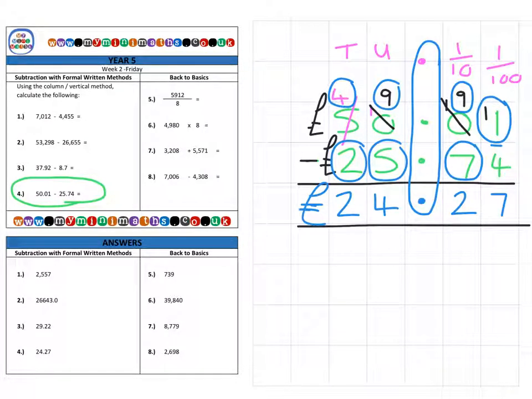So again, if you do need to borrow from a zero, don't worry, just go on to the next column. If there's nothing there again, just go on to the next column and keep going until you can borrow, just making sure you're bringing back one and one space only each time, all the way back to where you actually need it, and then you can just carry on with your subtraction through to the end.